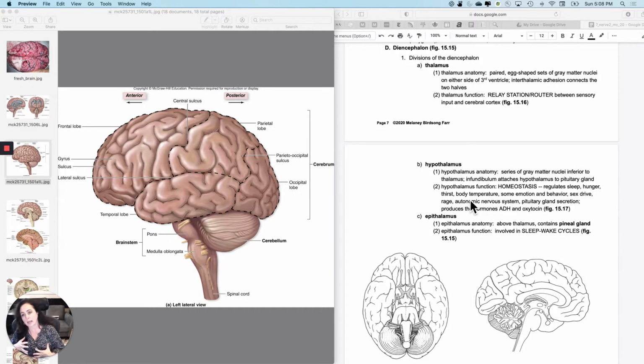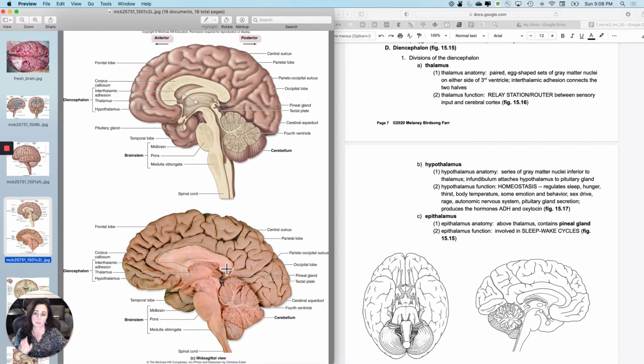Still working our way inside the brain. So we have done the whole cerebrum, the cortex, the central white matter, and then the cerebral nuclei. And now the next things we're going to try to find, we can't really see from a lateral view of the brain. We're going to need to look at a mid-sagittal view, or you can see some of it from a ventral view of the brain.